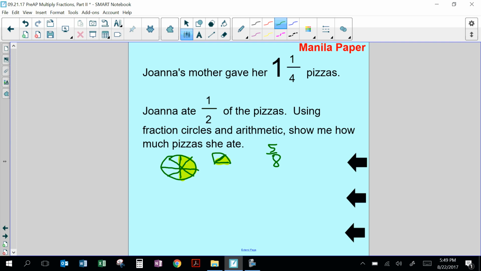She ate half of the pizza. And how much pizza did her mom give her? 1 1/4. First of all, are we multiplying by more than 1 or less than 1? We are multiplying by a fraction that's less than 1, so our quantity will be less than what we start with, 1 1/4. So 1/2, we're finding part of something. Half times 1 1/4.